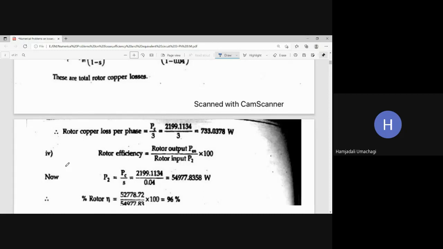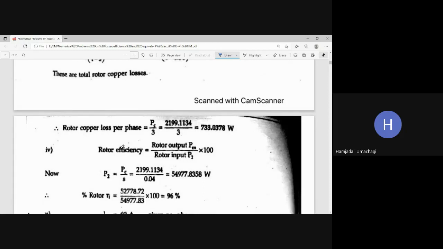Then we should calculate the fourth parameter, rotor efficiency. We know that efficiency is nothing but rotor output by rotor input. So the output is PM, the gross mechanical power, and the rotor input is P2, the input to the rotor, multiplied by 100 to get it in terms of percentage. Now we know that P2, the rotor input, is nothing but PC by S. This we have already studied, because of the equation P2 is to PC is to PM equal to 1 is to S is to 1 minus S.